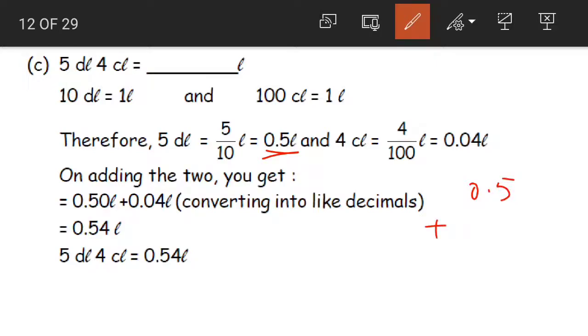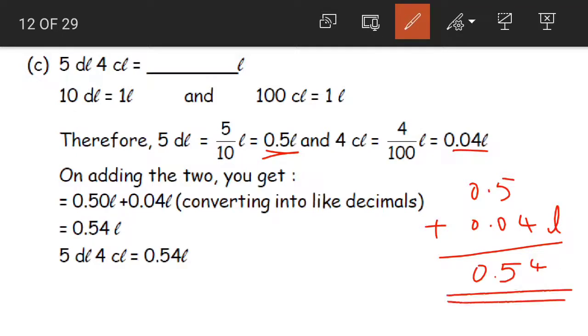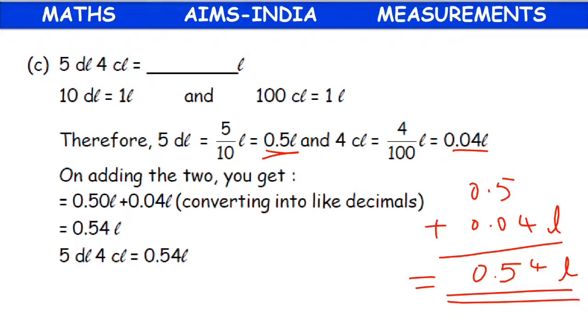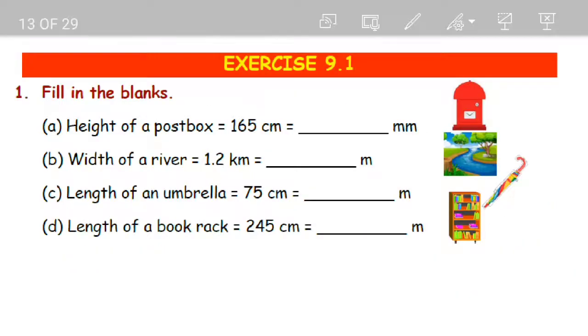Now again, we need to add these two. 0.5 liters plus our 0.004 liters. We need to add these two. 5.0. What is the final answer, children? 0.504 liters. I hope this is clear.